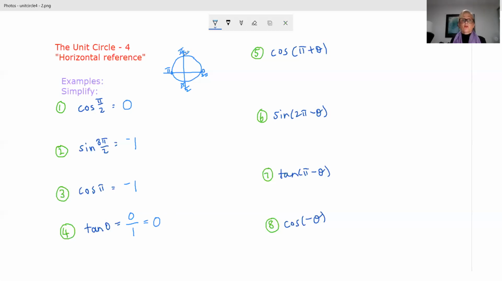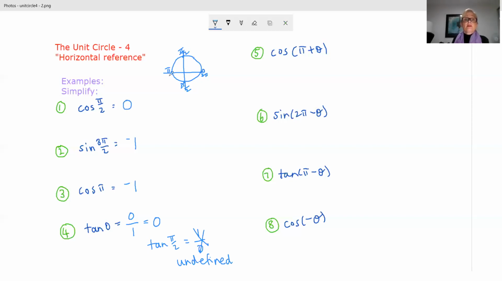If I did ask you what's tan of pi on 2, just for interest's sake, the y value there is 1, the x value is 0. Can't do that, it is undefined. Tan is undefined at pi on 2 and 3 pi on 2. And in fact, any number of times you go around the circle and then end up at these points, tan is undefined there.